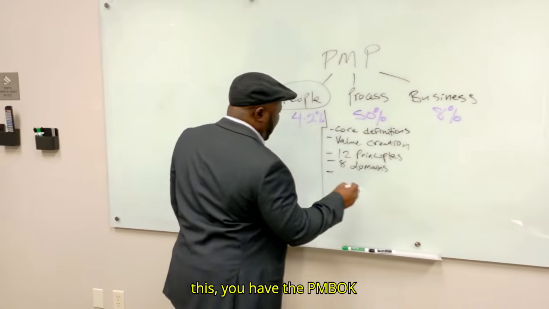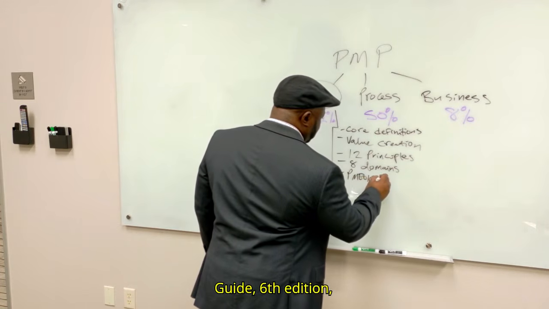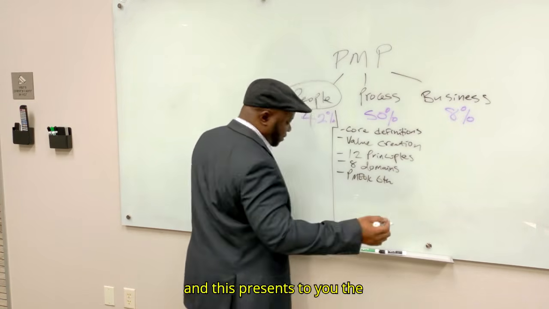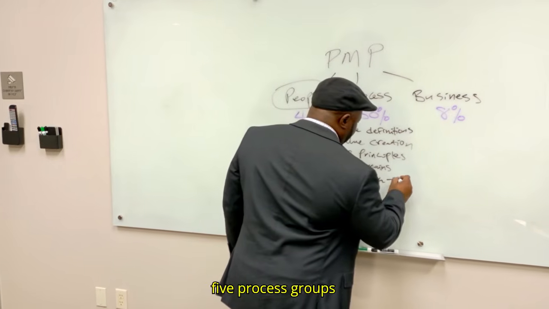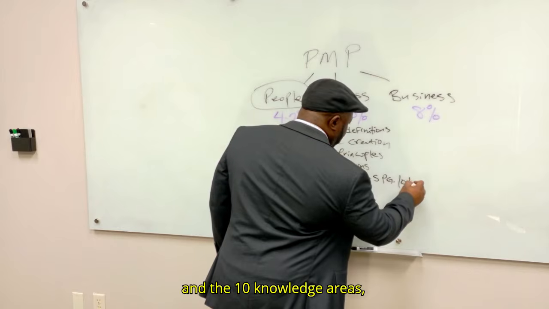Beyond this, you have the PMBOK Guide 6th edition. And this presents to you the 5 process groups and the 10 knowledge areas.